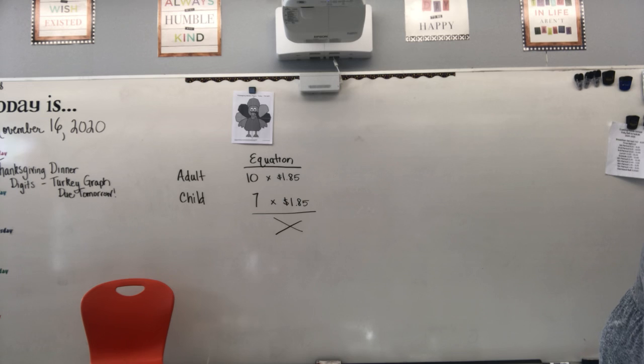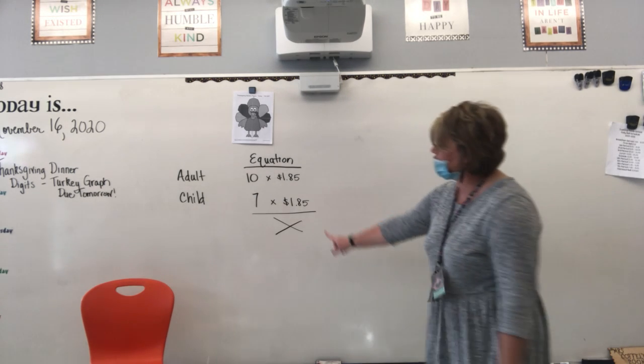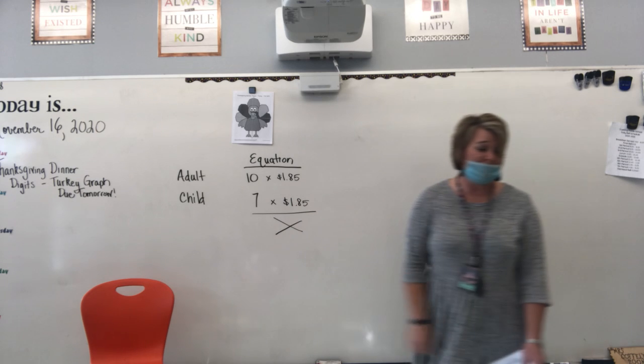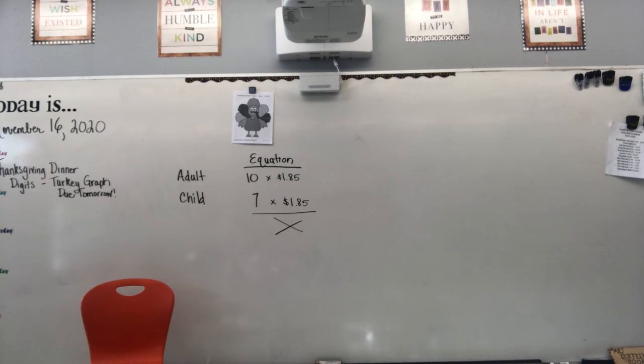You were supposed to put the amount of pounds for adults right there. Then you're supposed to put the amount of pounds for children right there. Then you were supposed to multiply it times $1.85. I didn't put at the very bottom.